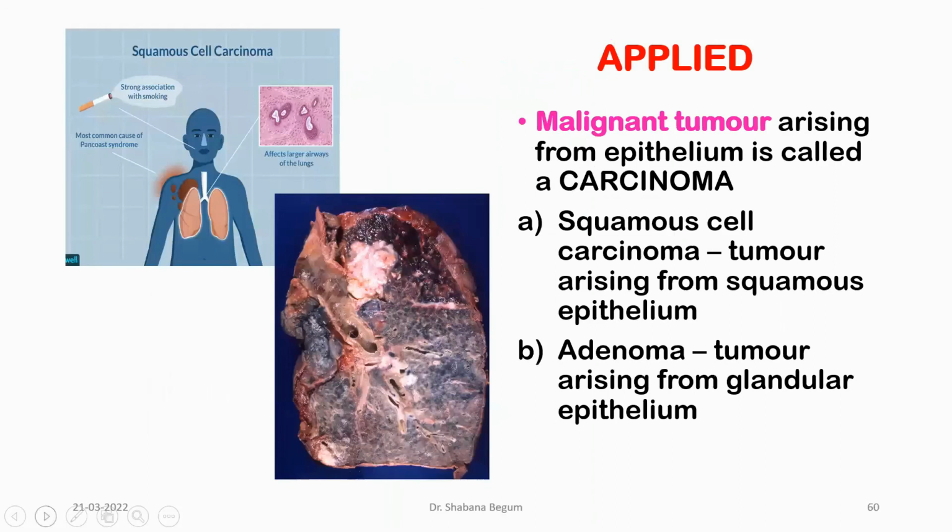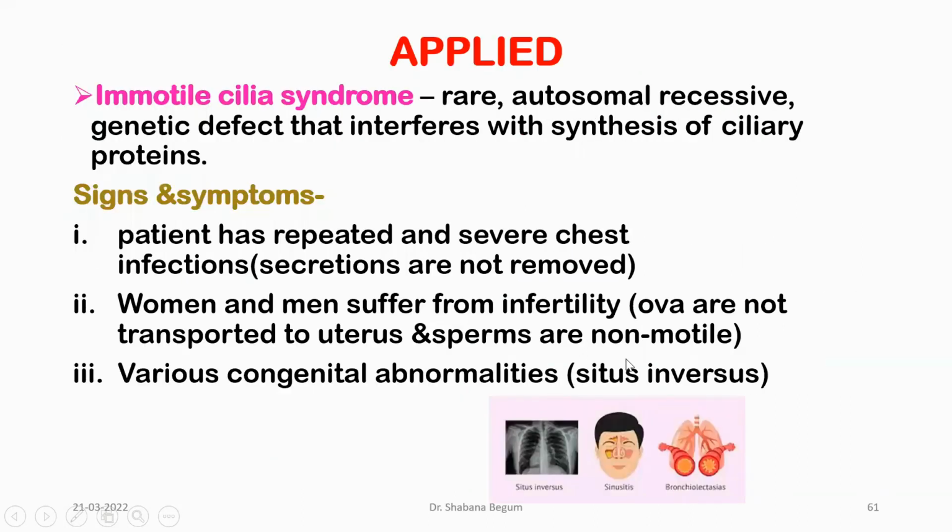Now, applied anatomy of the epithelial tissue. This epithelial tissue may undergo carcinomatous changes. A malignant tumor arising from the epithelium is known as carcinoma. If the tumor arises from the squamous epithelium, it is known as squamous cell carcinoma. Squamous cell carcinoma is a very important carcinoma seen in lung cancer, especially in people who are smokers. And if the tumor arises from glandular tissue, it is known as adenoma.